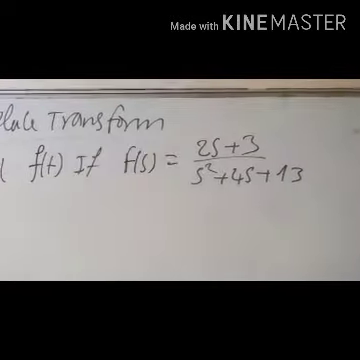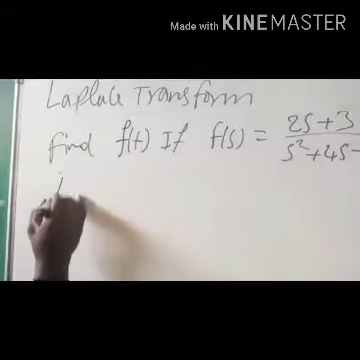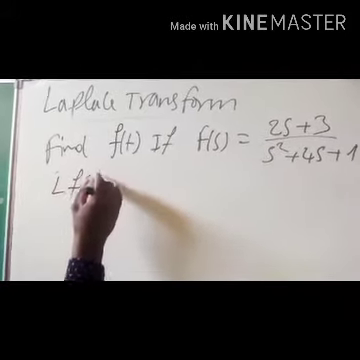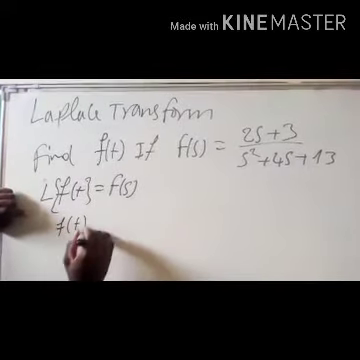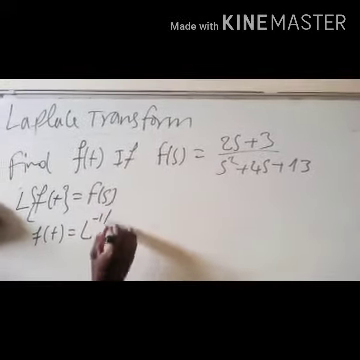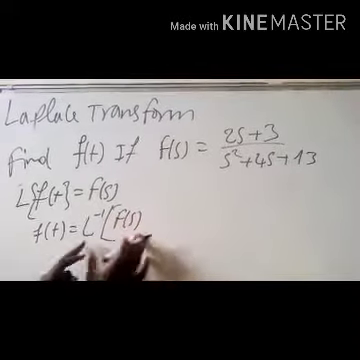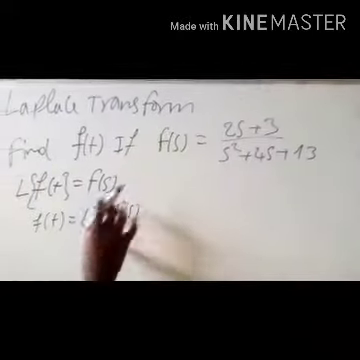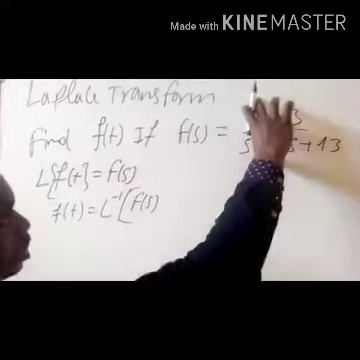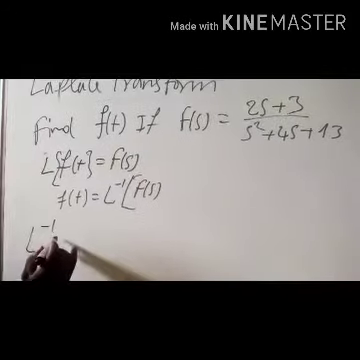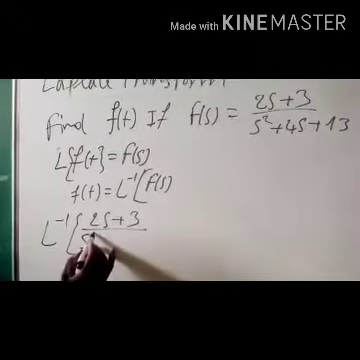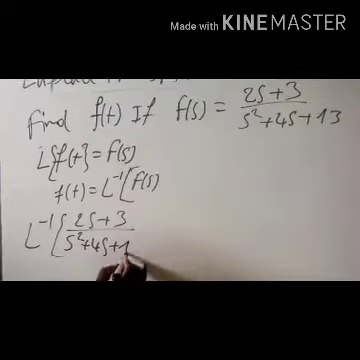If F of s is equal to this, we know by the general formula that the Laplace transform of f of t is equal to F of s. Means that you are going to calculate f of t, so f of t is equal to the inverse Laplace transform of F of s. Now, F of s, we know its value. We are going to calculate the inverse Laplace transform of 2s plus 3 divided by s power 2 plus 4s plus 13.